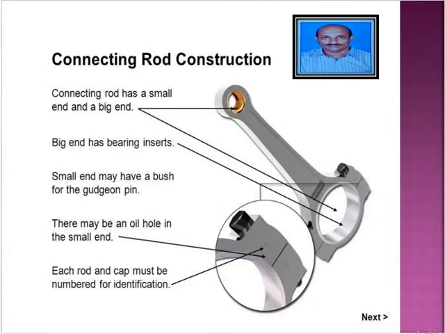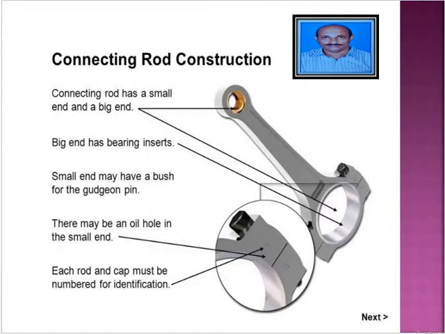I am showing the picture clearly of how the construction is. The connecting rod has a small end and a big end bearing. I am showing both over there. You can see the big end has inserts, and the small end may have a bush and gudgeon pin. There may be an oil hole in the small end, and each rod and cap must be numbered for identification.